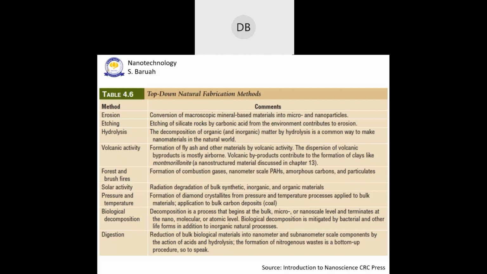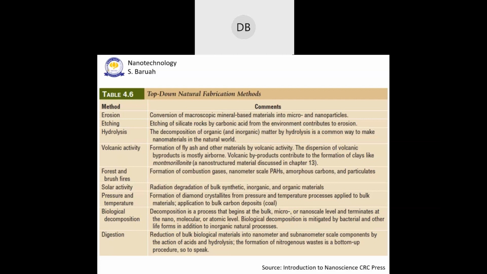Then there's another process called digestion. Reduction of bulk biological materials into nanometer and sub-nanometer scale components by the action of acids and hydrolysis. It's very similar to what we were talking about, like etching, but the process is slightly different, and we call it a digestion process. This is a natural system, but we also make digesters. You know the term digester. So the process is very similar: basically, the action of acids and hydrolysis.